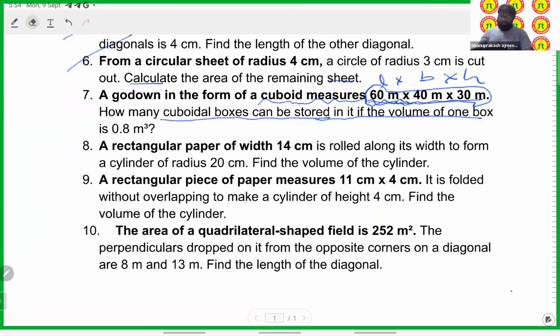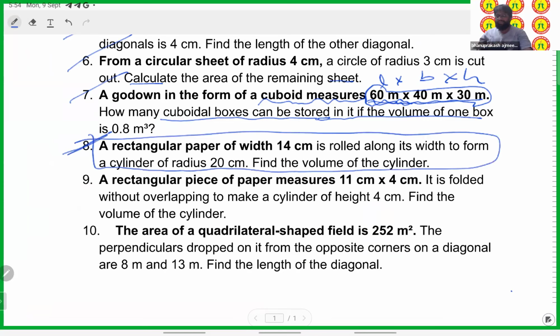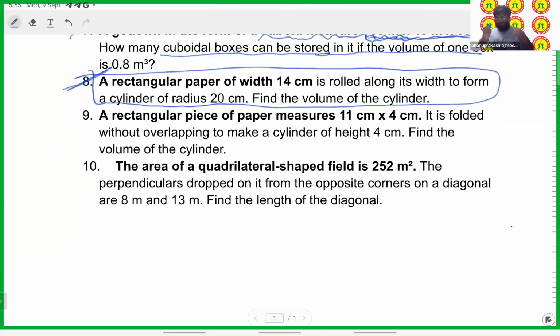So next question, shall I move on to the next question? Yes, sir. This is also a similar kind of question we discussed in the class. A rectangular paper of width 14 centimeter is rolled along its width to form a cylinder of radius 20 centimeter. Find the volume of the cylinder. I also showed you with one paper rolling it, and we discussed it in the class also. So what is the volume of the cylinder?